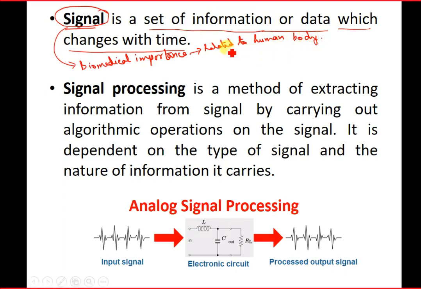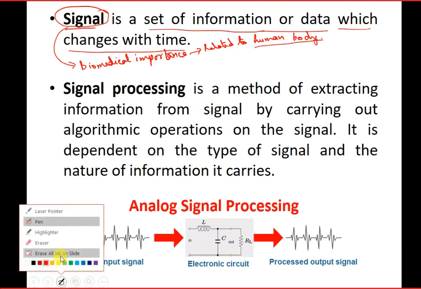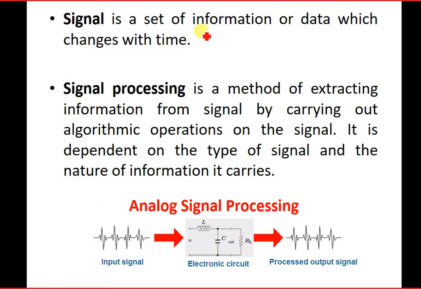Okay, so what are biomedical signals? Biomedical signals are the signals which are generated from the human body. Okay, so there are a number of biomedical signals. I have named some of those. First one is the respiratory signals. Okay, second type is action potential based signals.